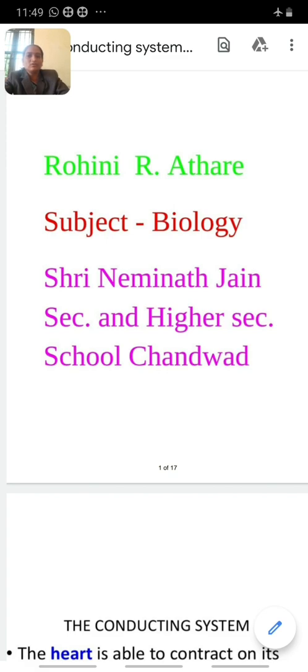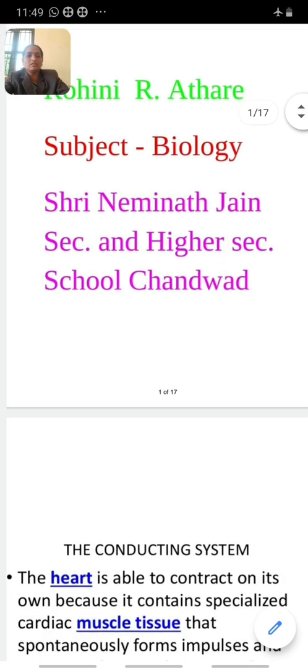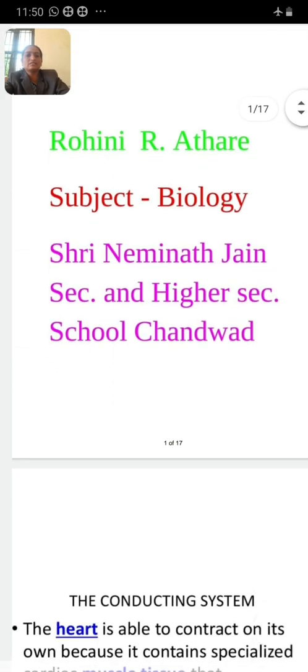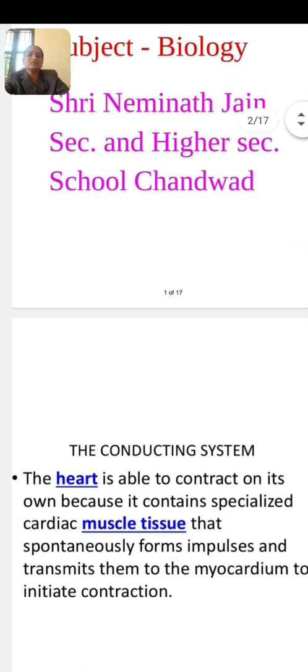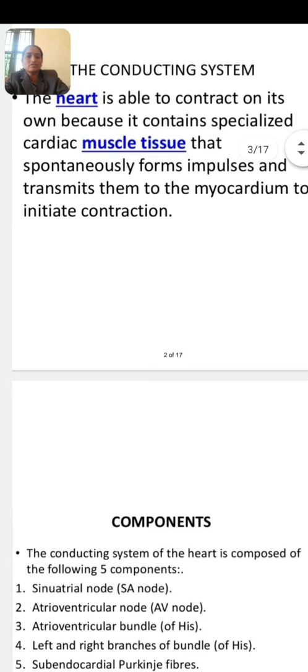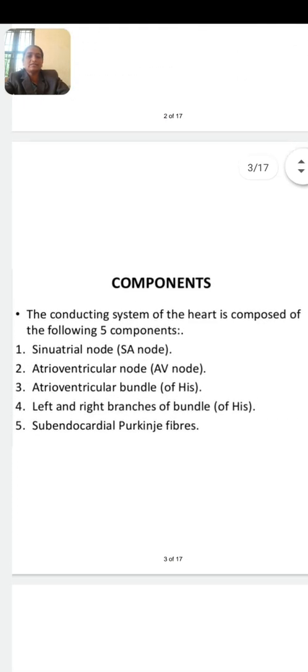In the previous video, we discussed the anatomy of the heart. In today's video, we will discuss the conducting system of the heart. How does the conduction of the heart take place, and how does the conducting system work? First of all, the conducting system of the heart comprises four components. The first is the SA node, the second is the AV node, the third is the bundle of His, and the fourth is Purkinje's fibers.